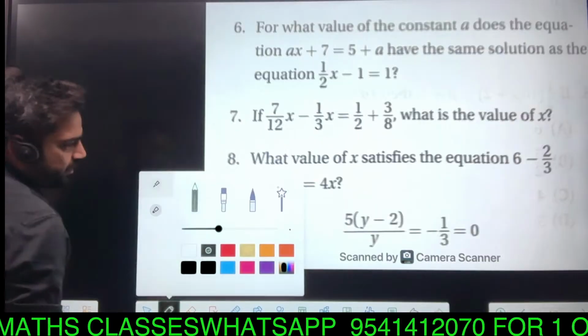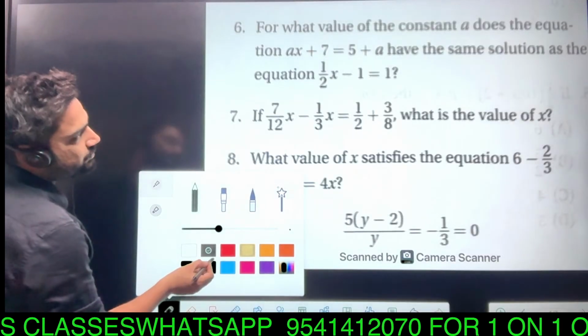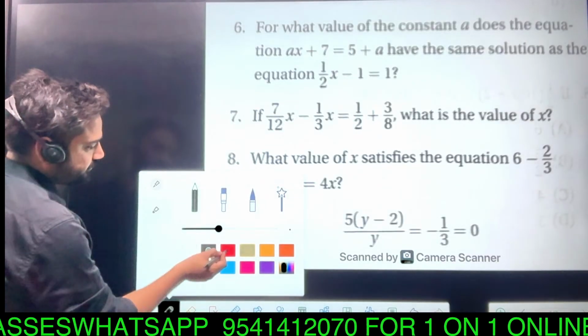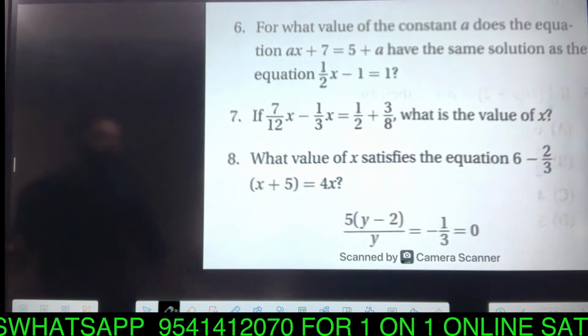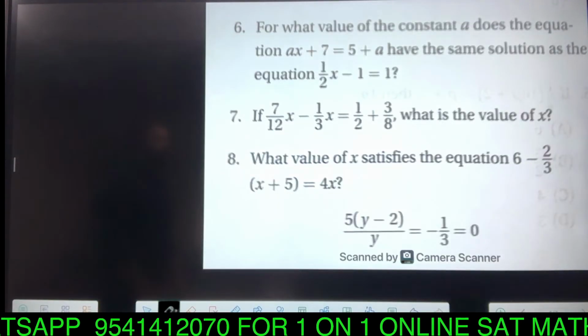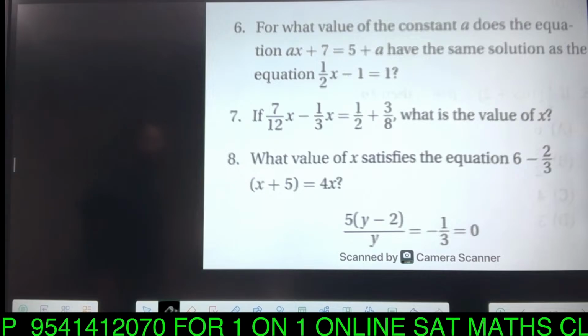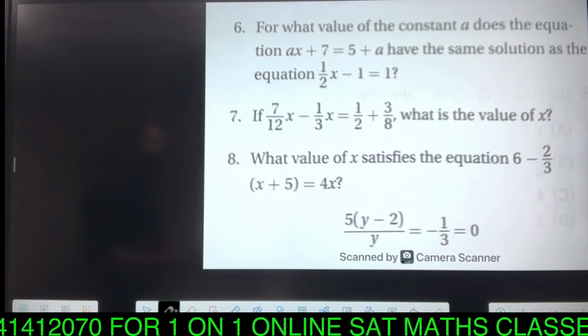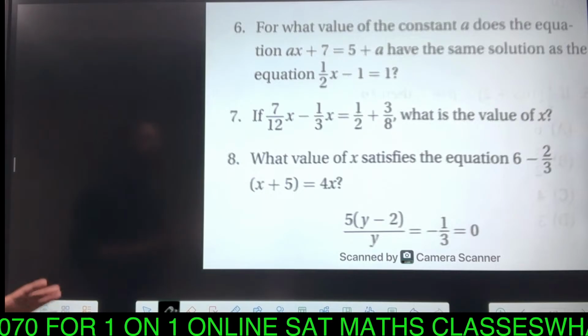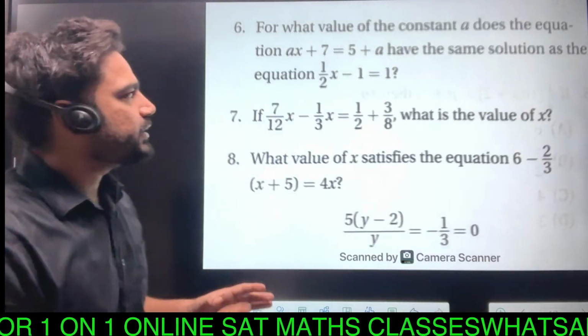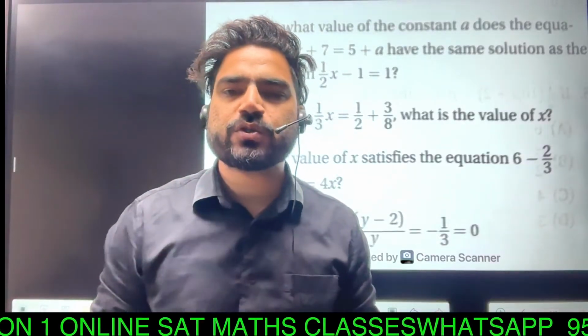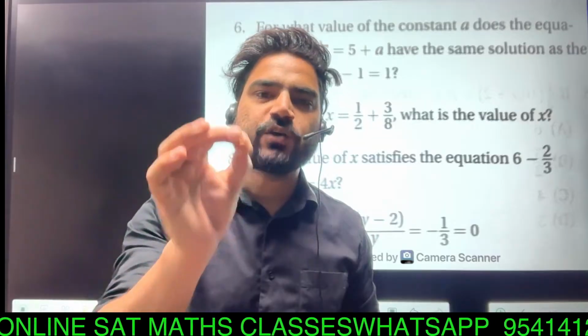Now in the 6th question, what are they saying? Read question number 6. They are saying, for what value of the constant a does the equation have the same solution as the equation? Now in any equation, what does the term solution mean? Solution means the value of x.